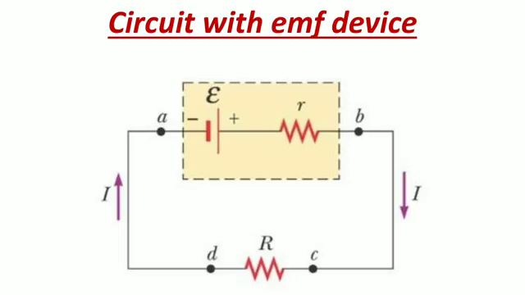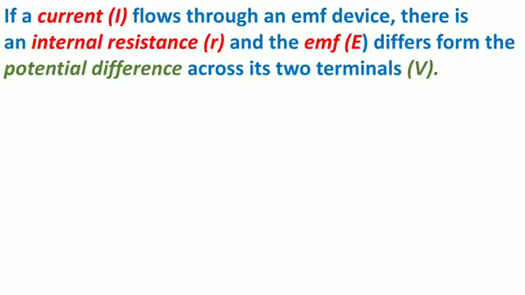If such a device is not connected in a circuit, what will happen? There will be no current throughout the circuit. In that case, the EMF is equal to the potential difference across the two terminals of the EMF device, as there is no current through it. If we consider that the current I flows through an EMF device with an internal resistance small r and EMF E, and the potential difference across its two terminals is V, then we can say that the potential difference will be E minus Ir.